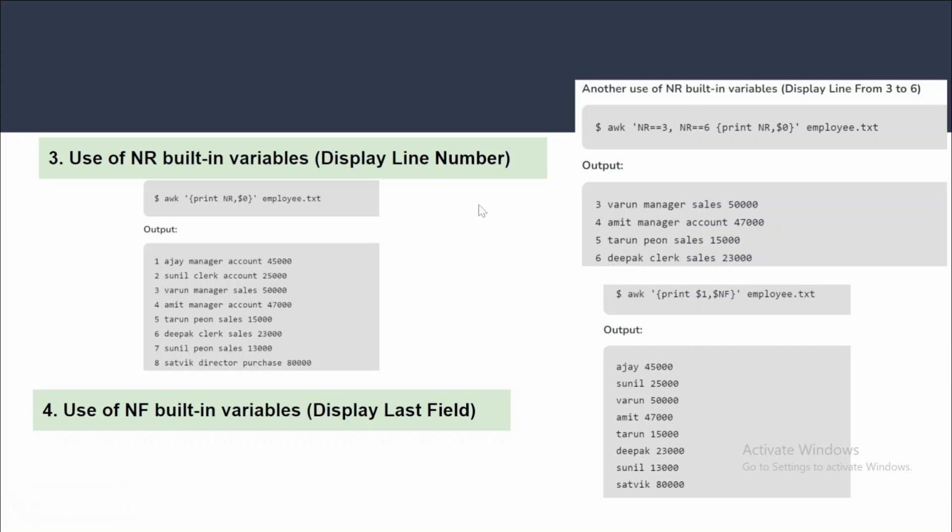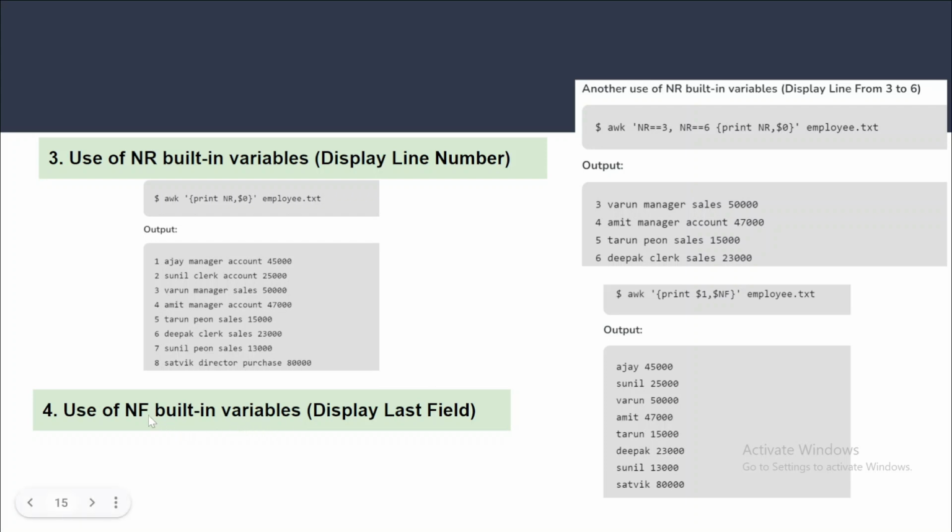For example, if you want to print only lines three to six, you can provide the line number, since NR is basically for displaying the line number. So if it is matching from 3 to 6, I want to print the line number and the entire line content. This way you can subset the lines also.